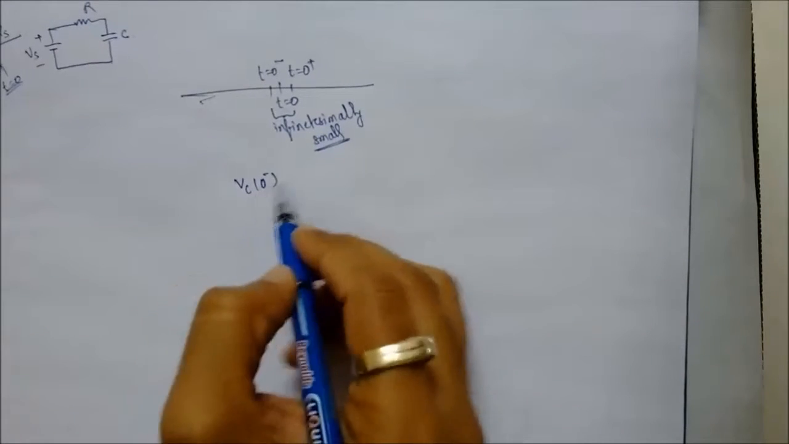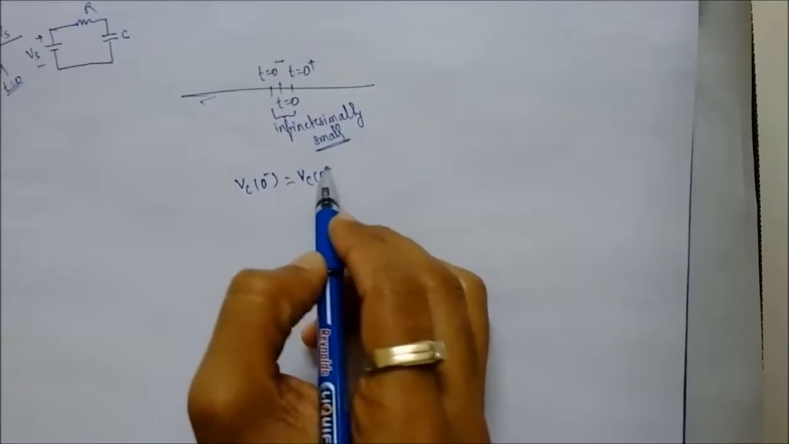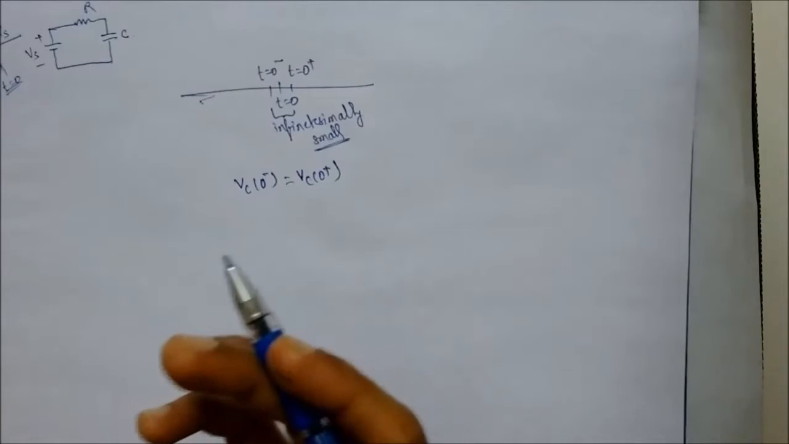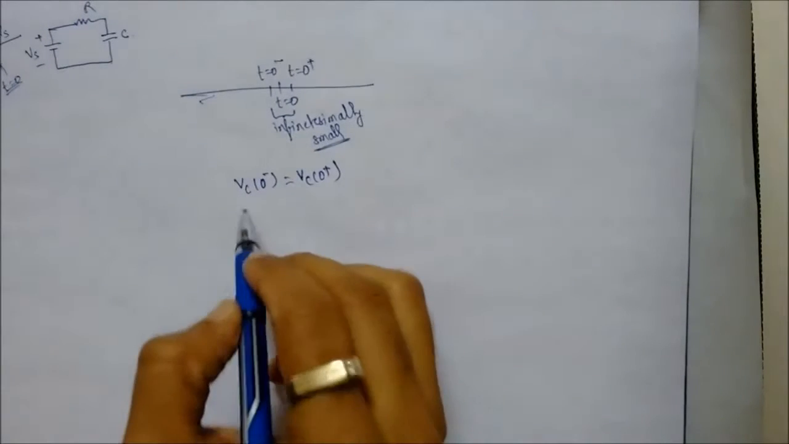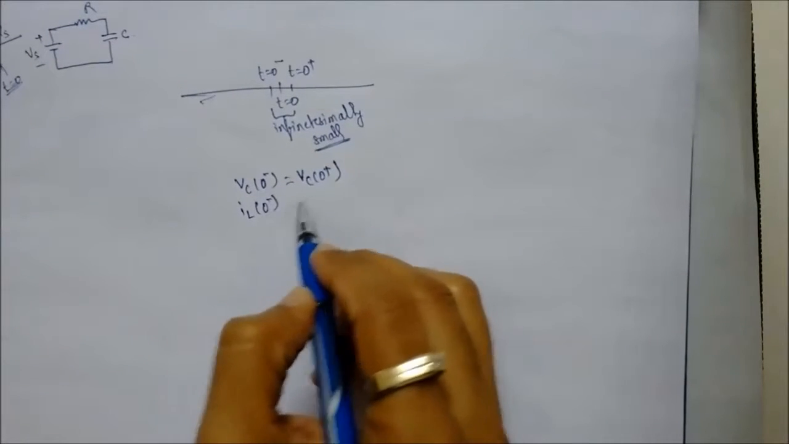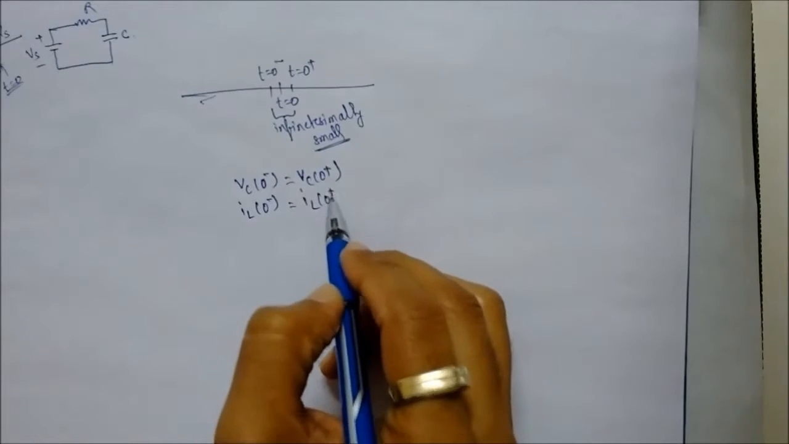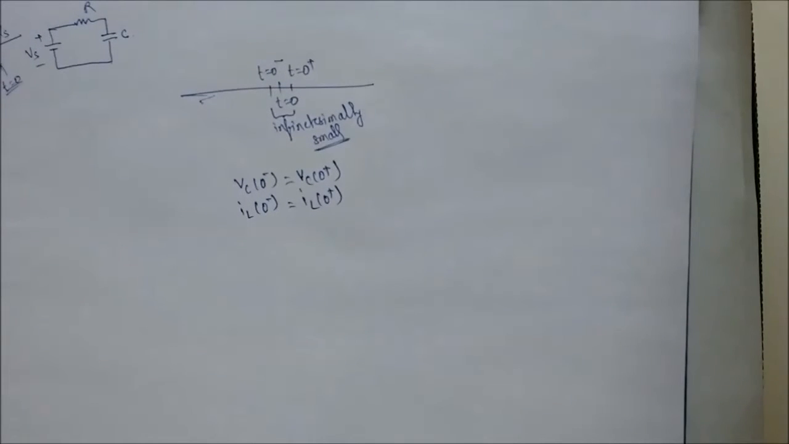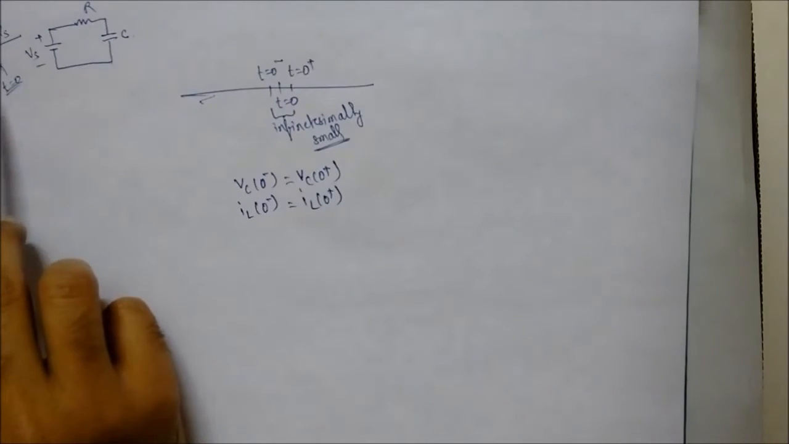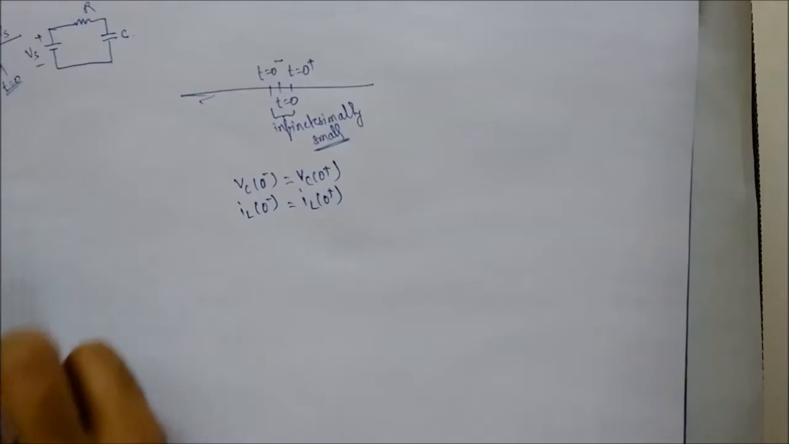So Vc at 0 minus will be equal to Vc at 0 plus, because the capacitor won't allow sudden changes in the voltage across it, and similarly IL at 0 minus will be equal to IL at 0 plus. That means the inductor won't allow sudden changes in the current through it. Now consider the case of the capacitor first, the RC circuit, where the voltage changes from 0 to the Vs value.